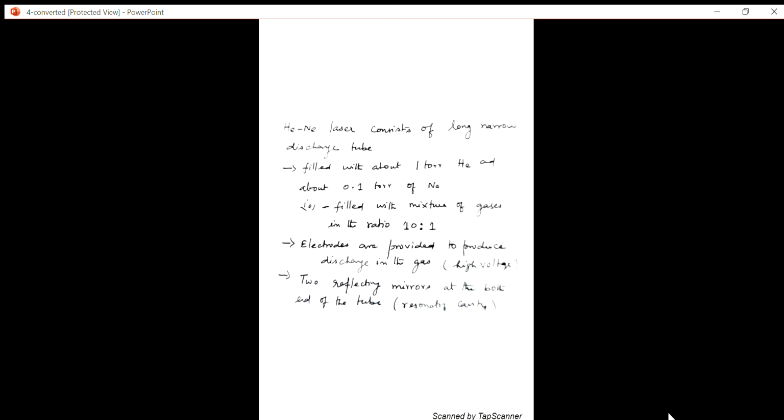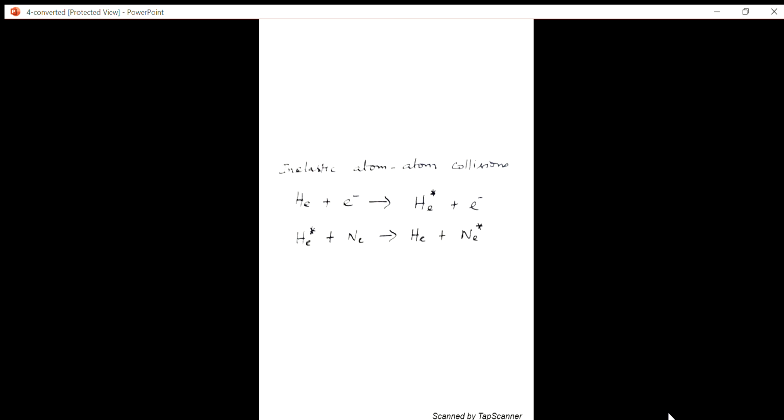Electrodes are provided to produce a discharge in the gas. Two reflective mirrors are placed at both ends of the tube. Here, inelastic atom-atom collisions occur, such as He + e-, He* + e-, and He* + Ne, leaving neon in the excited state.